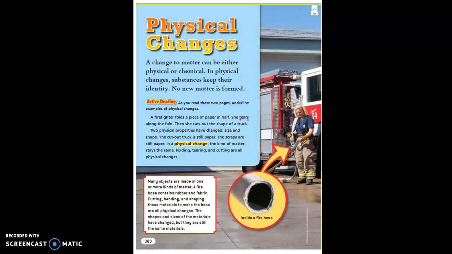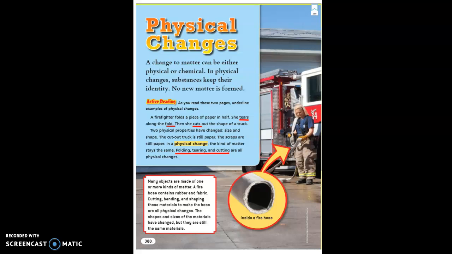The first is tears. The second one is fold. And the third one is cuts. Very good. And in the last line we have folding, tearing, and cutting. Yes. Now, many objects are made of one or more kinds of matter.